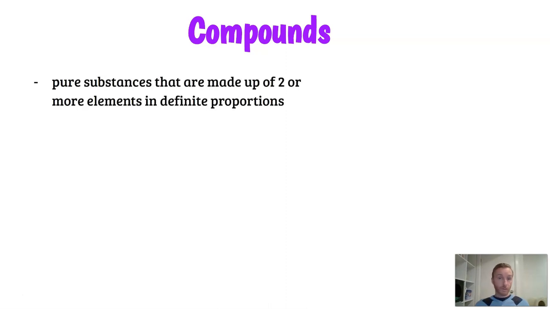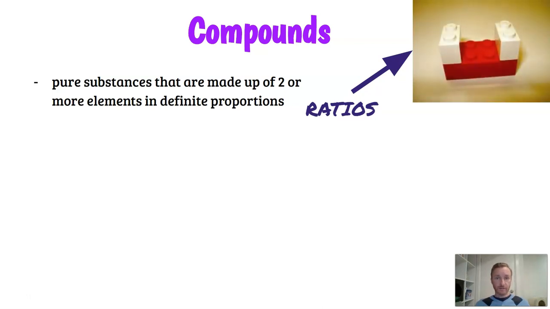So let's just go back and review what we already know about compounds. Compounds are pure substances that are made up of two or more elements in specific ratios or definite proportions. So those ratios, they don't change. If they change, it's a different compound with different properties. And similar to the Lego that's on screen, you can see there's a ratio of red to white, and the ratio of white to red rather is 2:1.